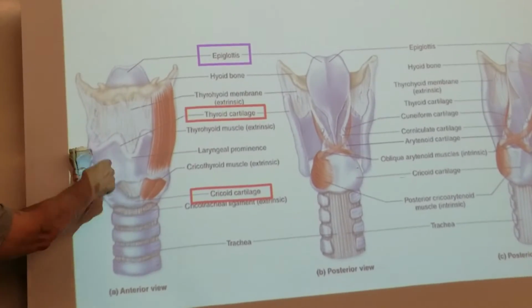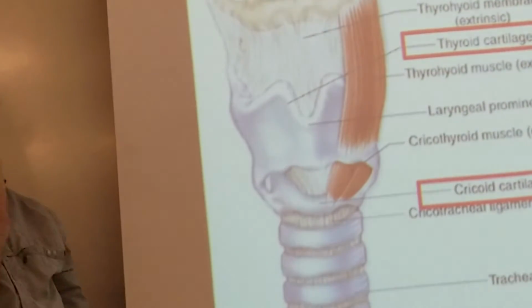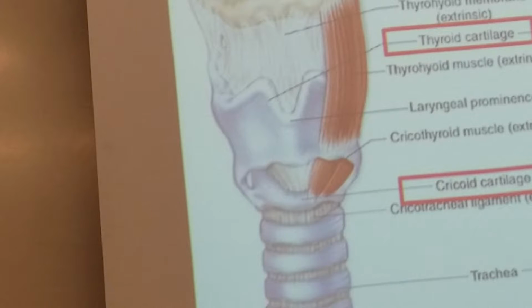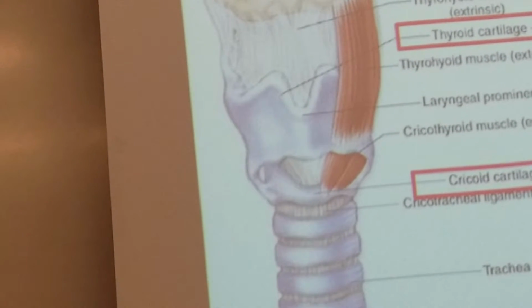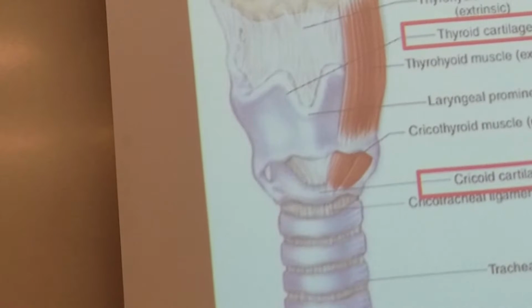Thyroid, cricoid, epiglottis, and I can even see my rings of cartilage here. And you can feel them off to the side. Palpate your windpipe, right? You can go up and down and actually feel the little rib-like structures. And those are these rings of cartilage. They're there to keep your trachea from collapsing every time you breathe in.